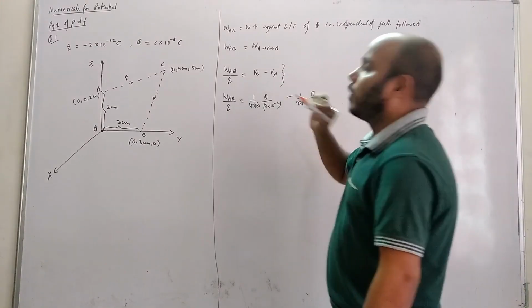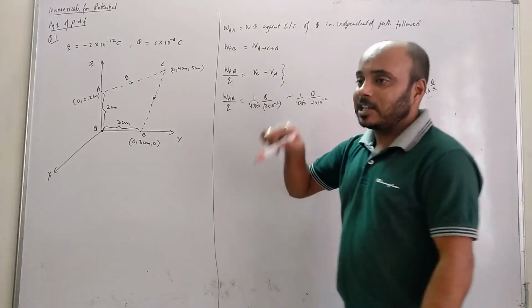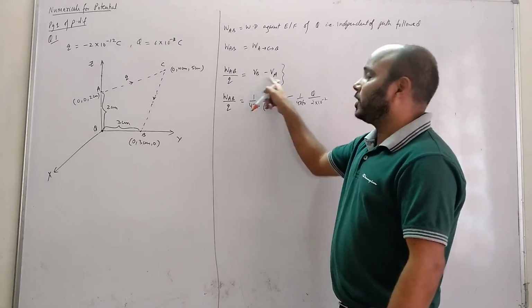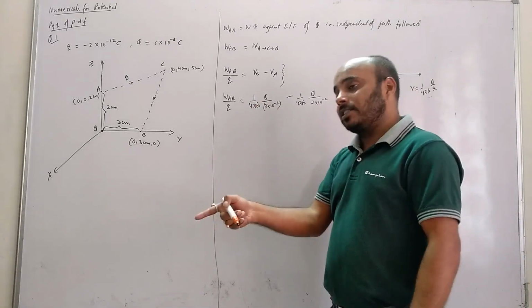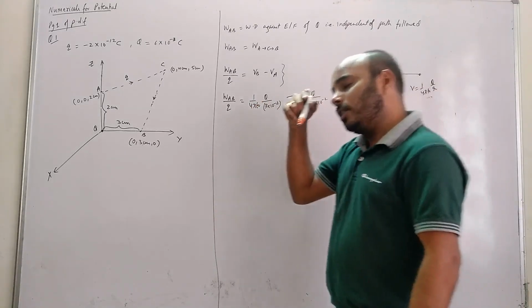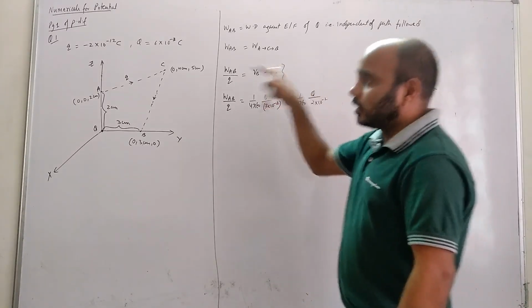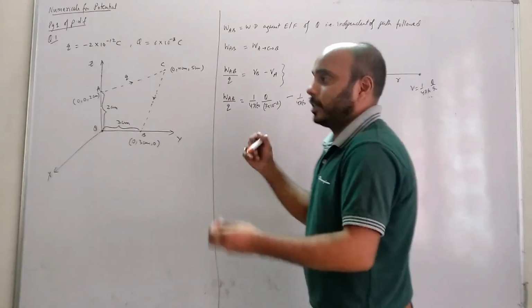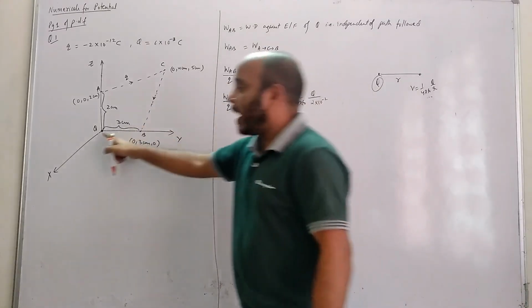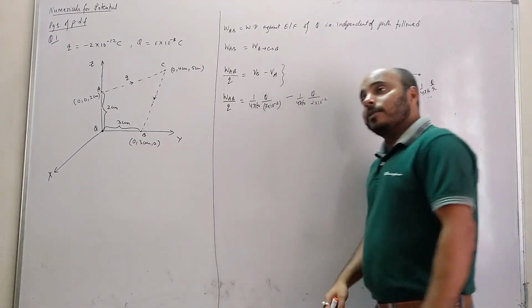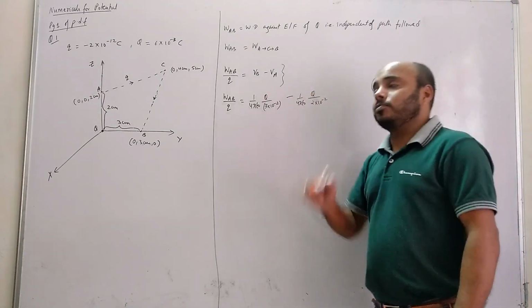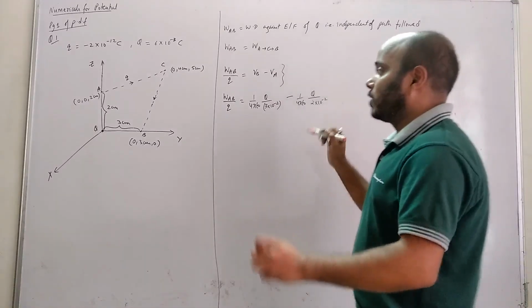In this formula, Q is the charge which is moving, and these are the potentials of that charge. In whose electric field is the charge moving? Q is moving in this capital Q's electric field. Okay, so the potential will be of capital Q. You just have to worry about that part. So we need to find.